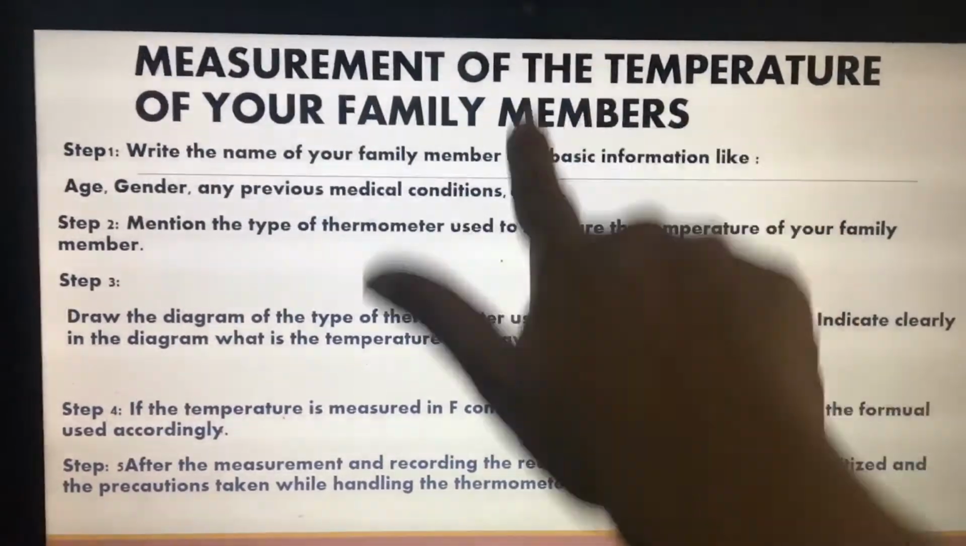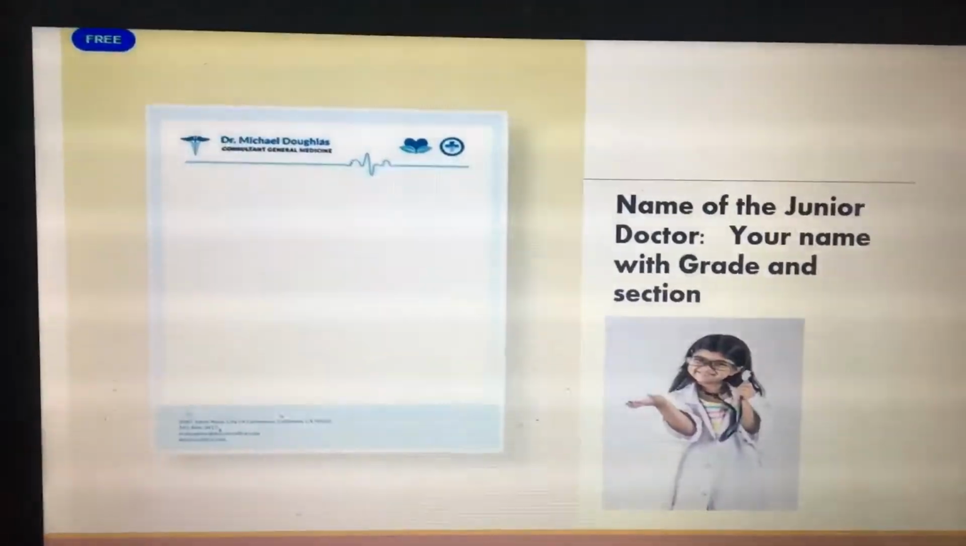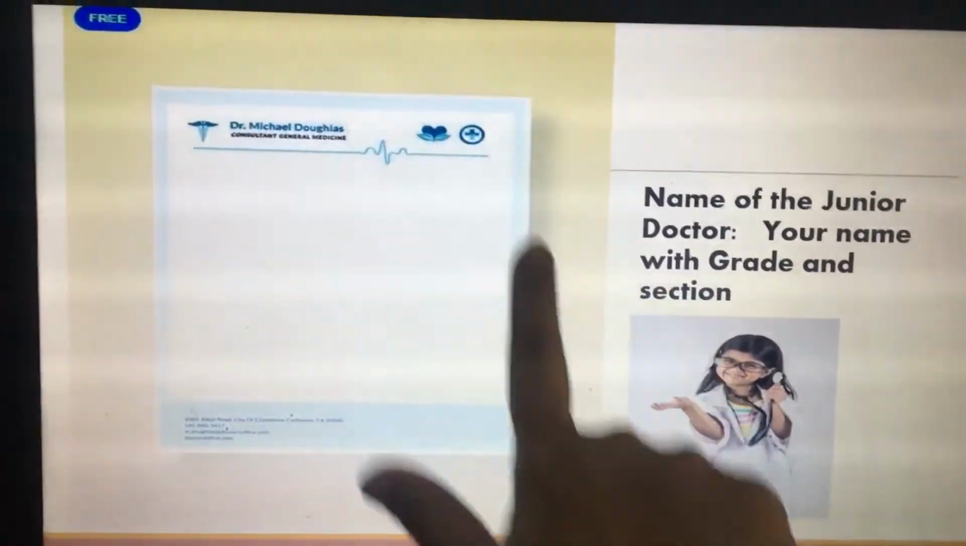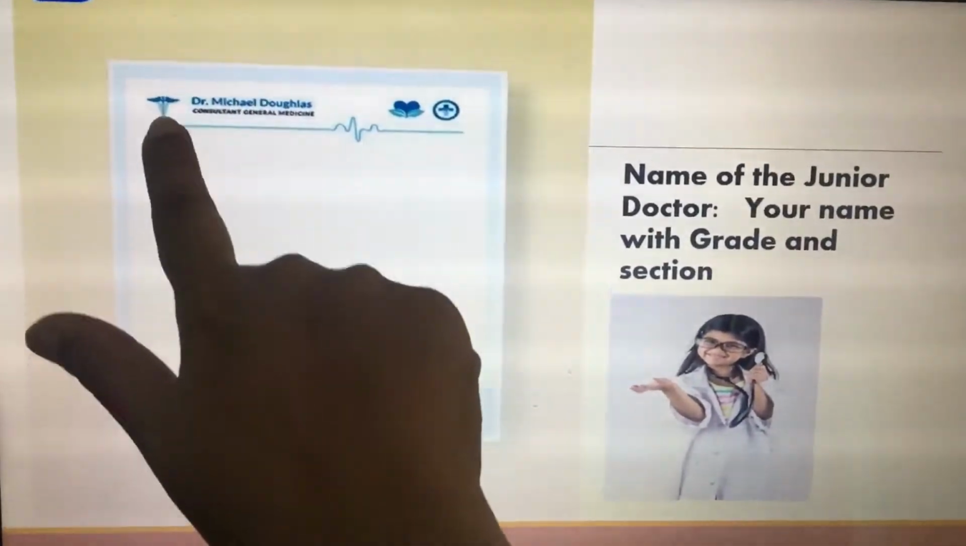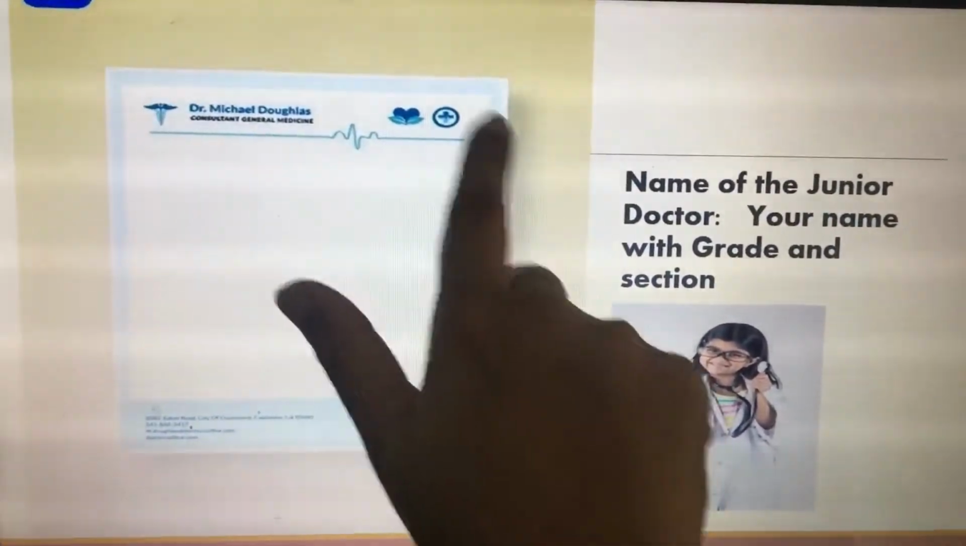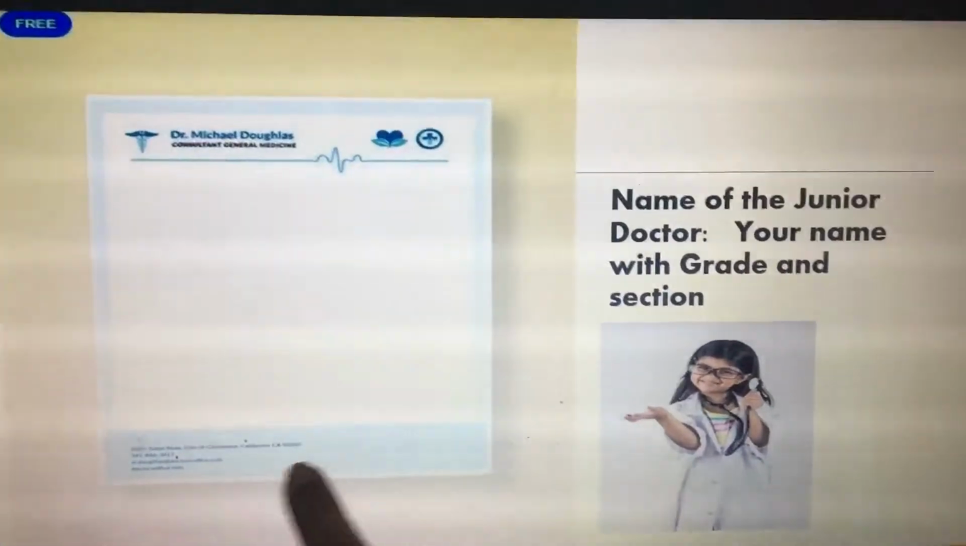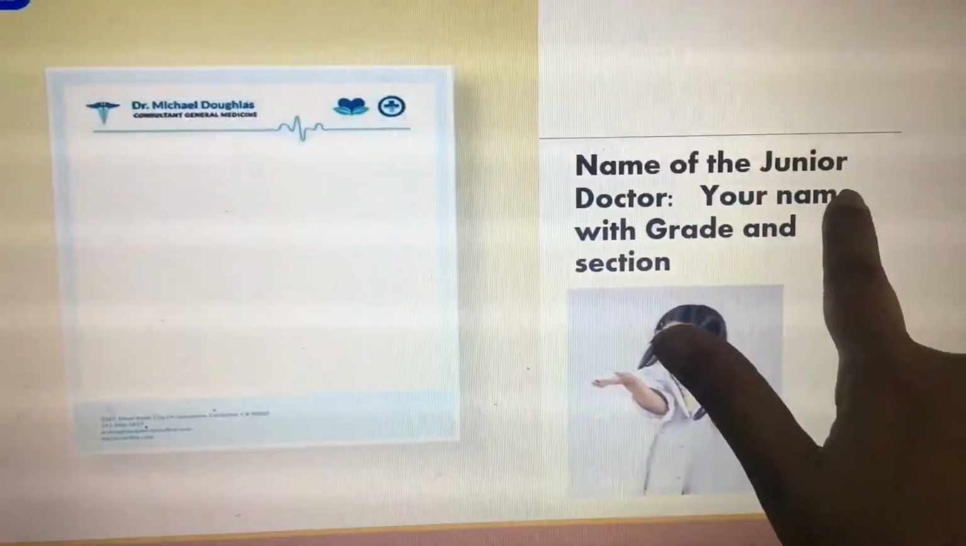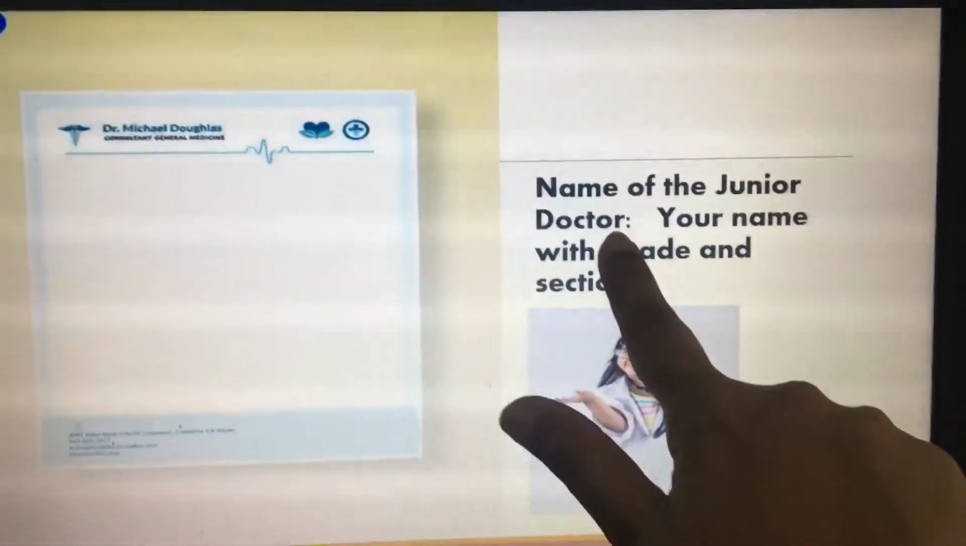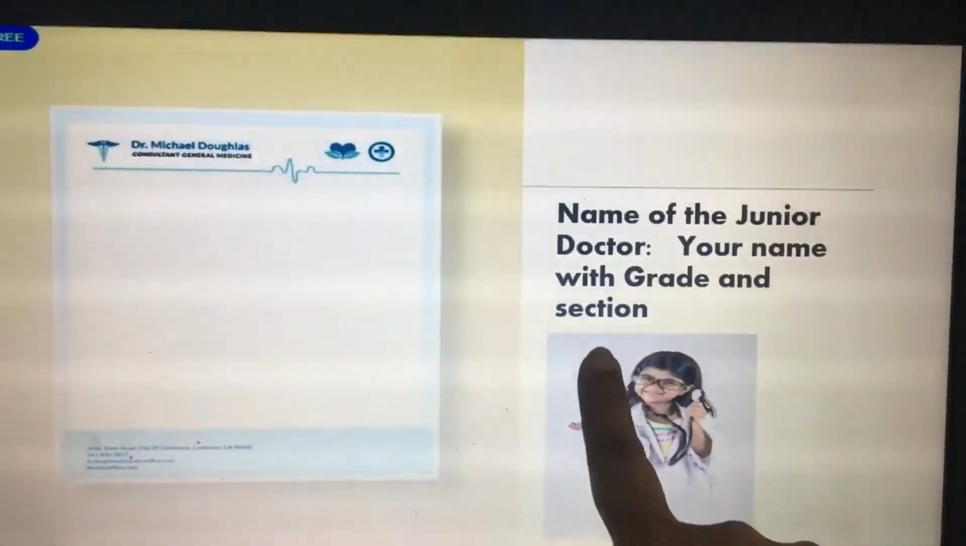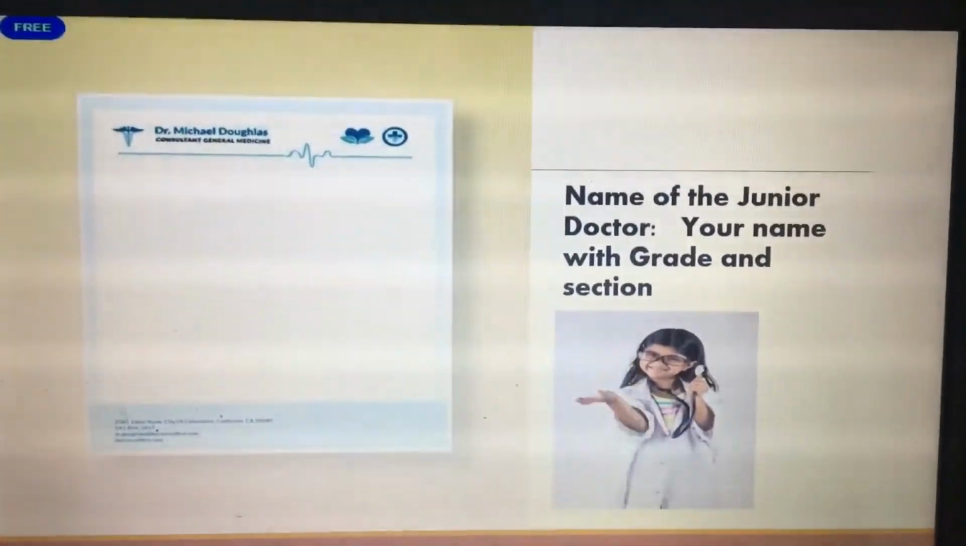Okay, children, I hope you understood this, right? So this is how your small file will look. You can just draw a simple diagram like this. You can draw this on your own. So you are going to write your own name, because you are the junior doctor now during the holidays. You will write your name, grade and section, so that we know whose assignment it is.